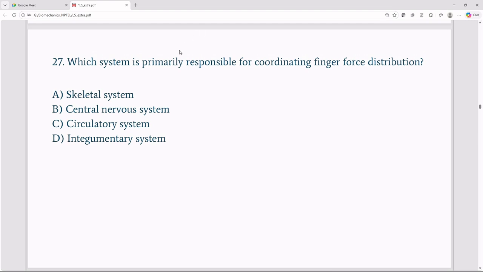Next question. Which system is primarily responsible for the coordination of finger force distribution? Options are option A, skeletal system, option B, central nervous system, option C, circulatory system, option D, integumentary system.